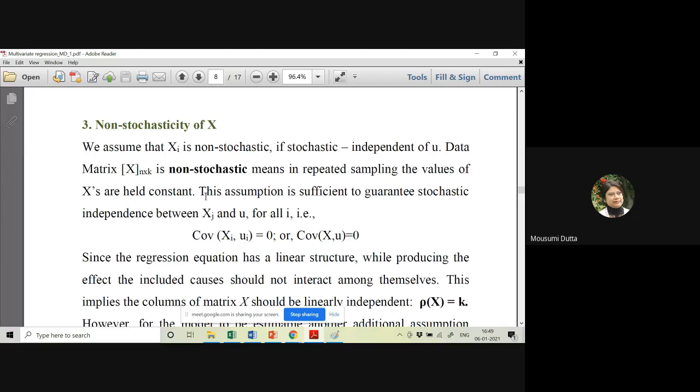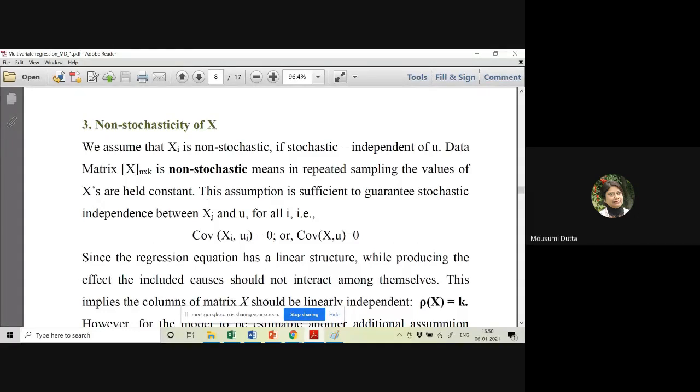Here, to maintain the linearity of the structure, we need independence between xi and ui. The 2 varieties of terms are there, the set of explanatory or control variables and the random error. To maintain linearity of the structure, we need the covariance between xi and ui to be equal to 0, or the covariance between the x matrix and the u vector should be equal to 0.